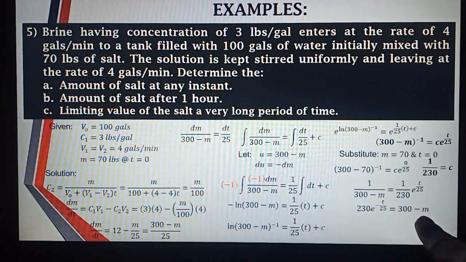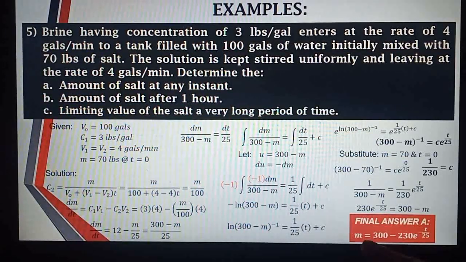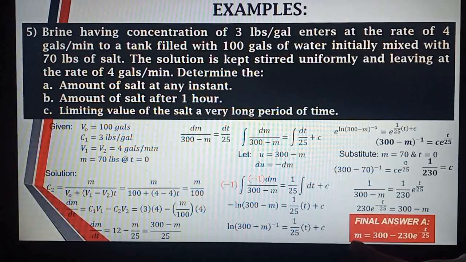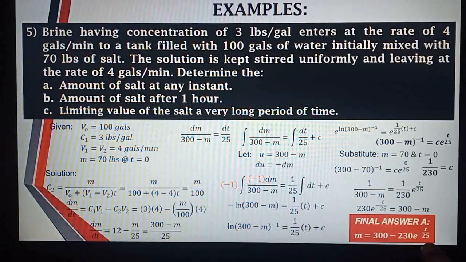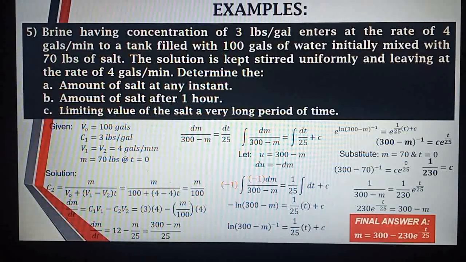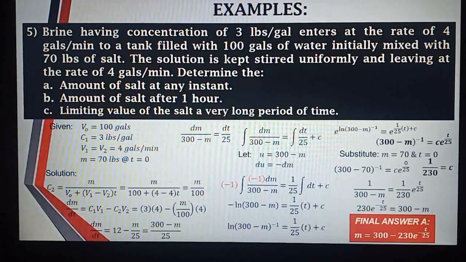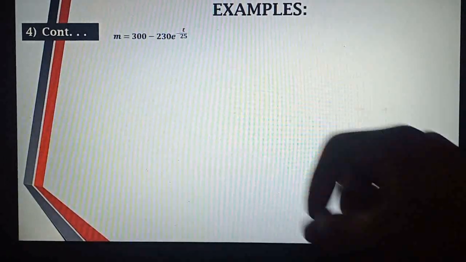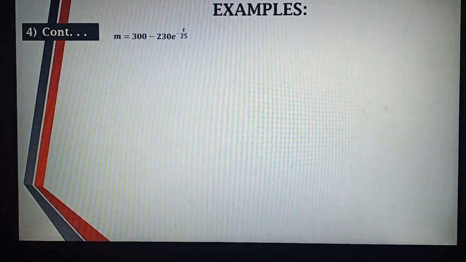Then for letter A, which is the equation of m with respect to t, that is m equals 300 minus 230 e raised to negative t over 25. So this is the amount m at any time t. Now for letter B, you have the amount of salt after 1 hour. So you have our particular solution.